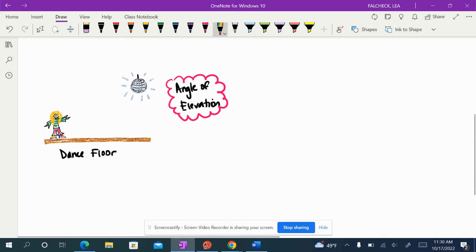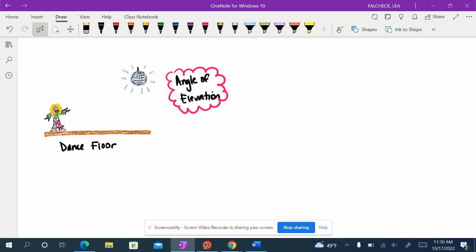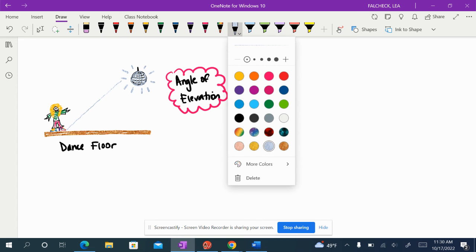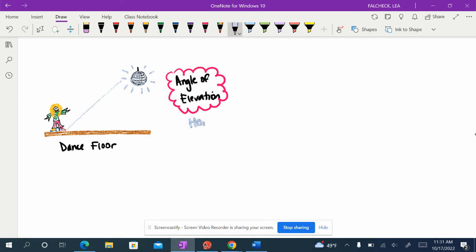Okay. Now let's talk about the angle of elevation. So here I have a 70s dancing queen tearing it up on the disco floor trying to look at a disco ball. If we're doing the angle of elevation, this one is a little more common sense than the last one. They want to look up at the disco ball. So again, like the angle of depression, you want to look up from the horizontal.